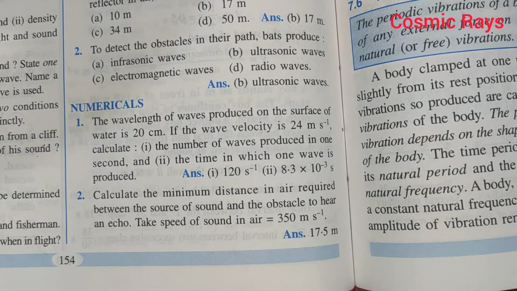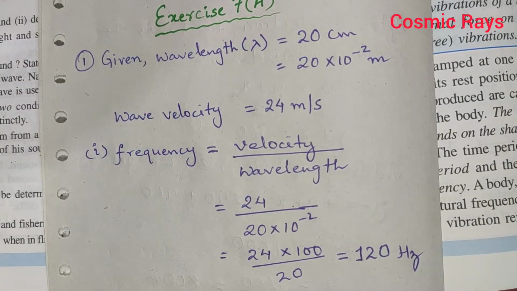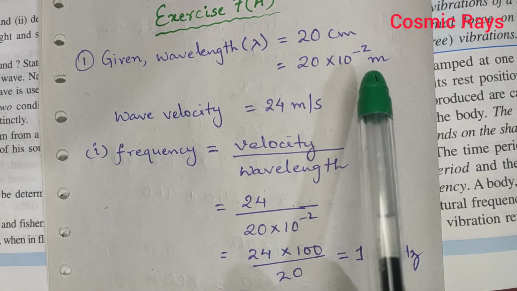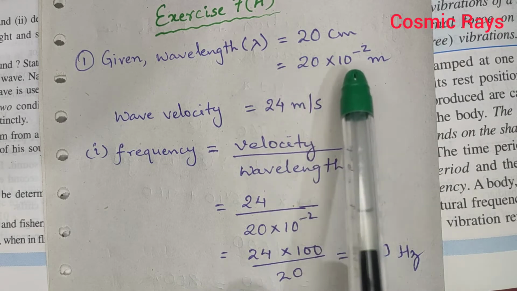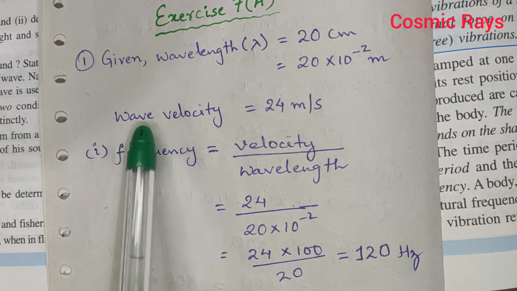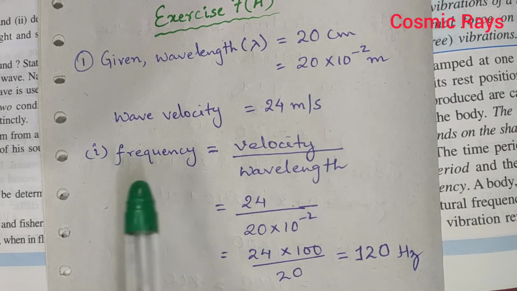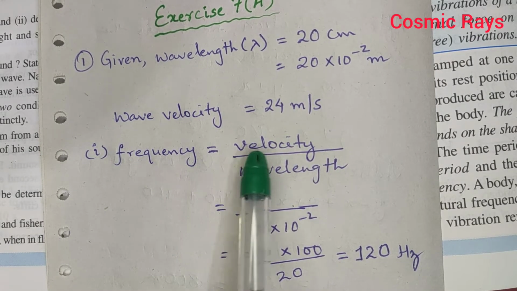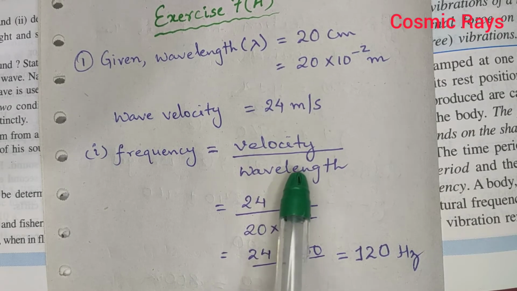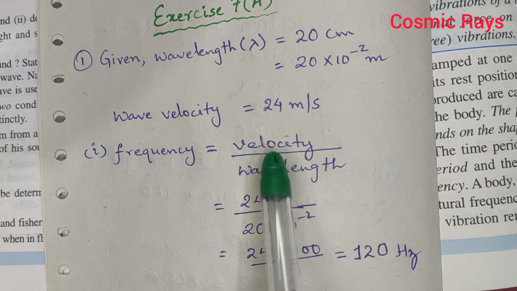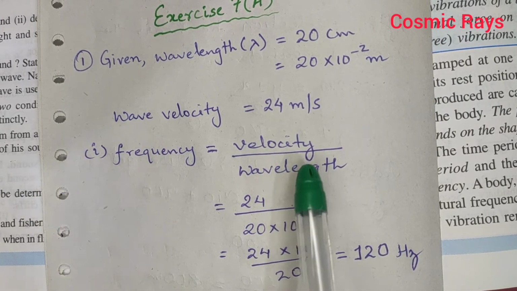So here we have been asked to calculate the frequency and then the time. So here we have written the given things. Wavelength is 20 centimeter. We convert it to meter, that is we divide it by 100. Then wave velocity is given as 24 meter per second. So for frequency, we know that frequency is equal to velocity divided by wavelength. That is the very first formula which we were talking about. We just modified it in terms of frequency.